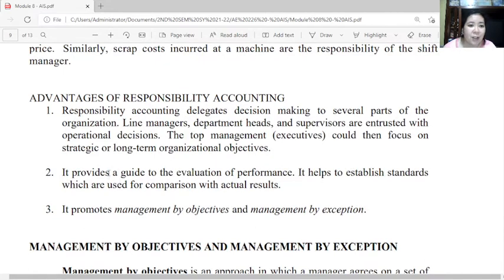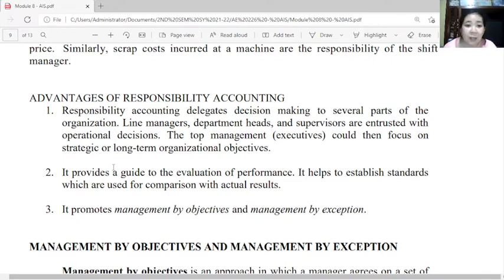So what are the advantages of responsibility accounting? When having responsibility accounting, the entity will be able to delegate decision making to several parts of the organization. This is what I have been mentioning earlier about segregating the authority to the different cost centers, departments, or divisions. So the line managers, department heads, and supervisors will be entrusted with operational decisions. So the top management or the executives could then focus on the strategic or long-term organizational objectives.